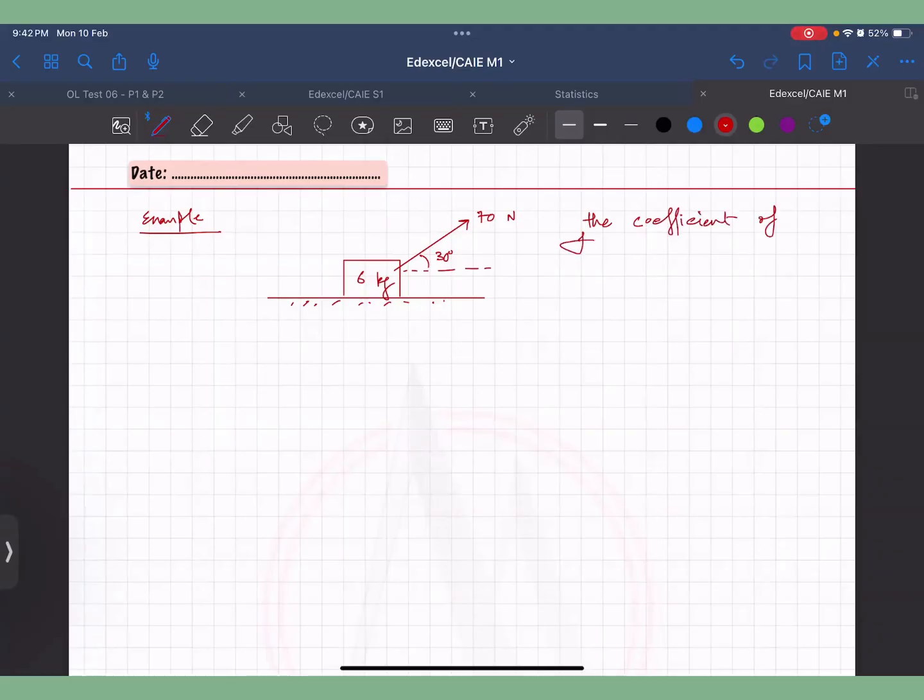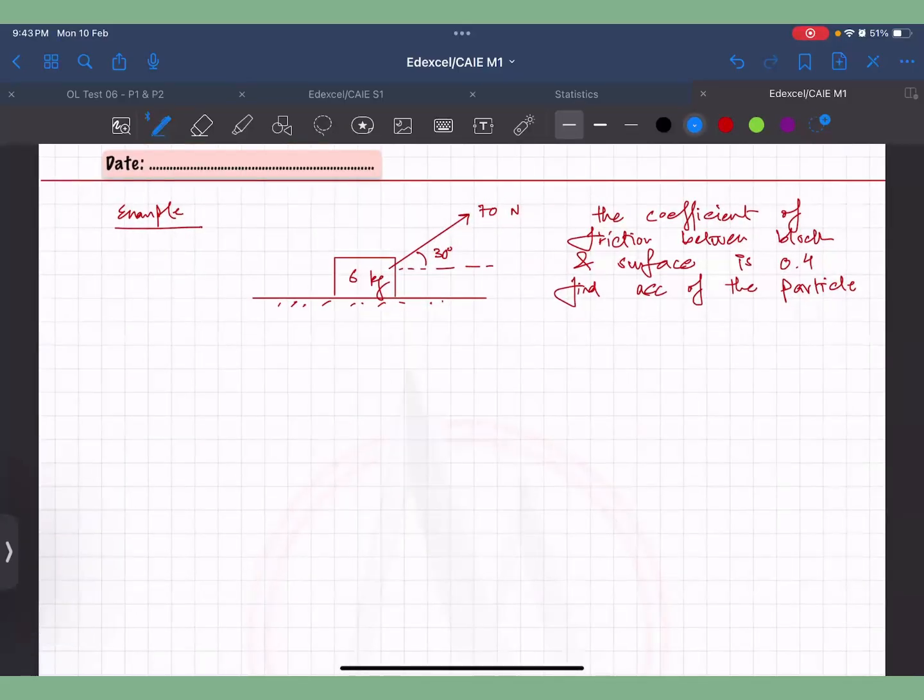And the coefficient of friction between block and surface is 0.4. Find the acceleration of the particle, if there is an acceleration, we'll find it.